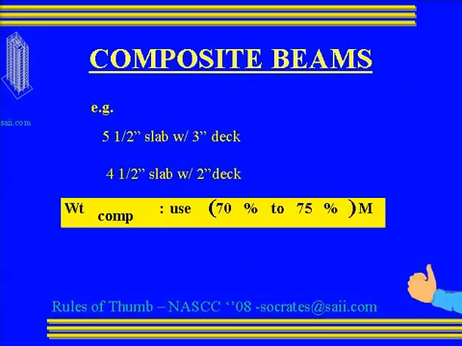Okay, when you have composite beams, you usually end up with 70 to 75% of the weight of what you would have needed to use if it was non-composite. So we simply use 70 to 75% of the moment and apply the same 5 M over D or 3.5 M over D.